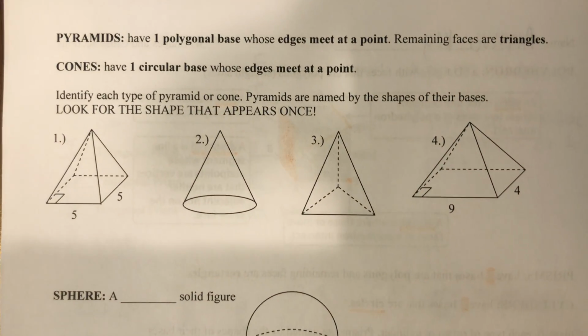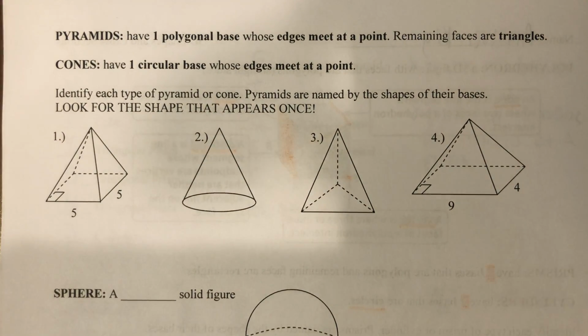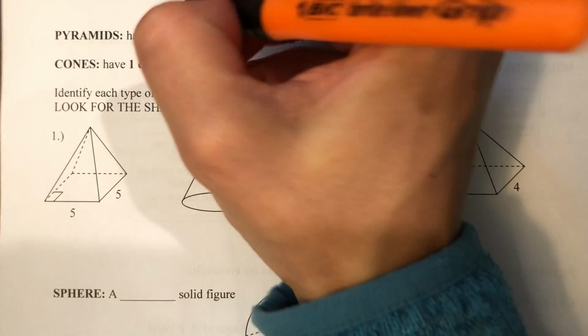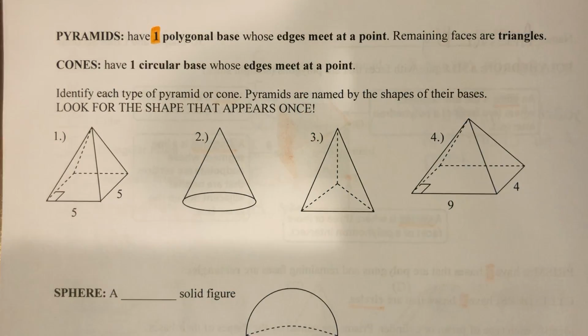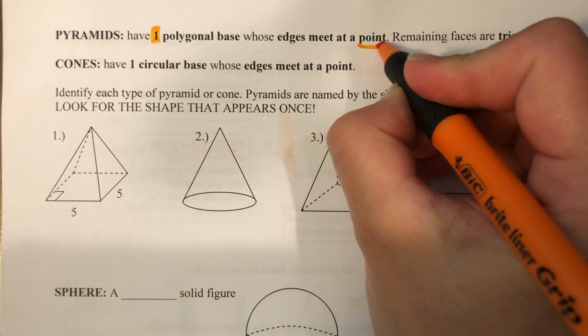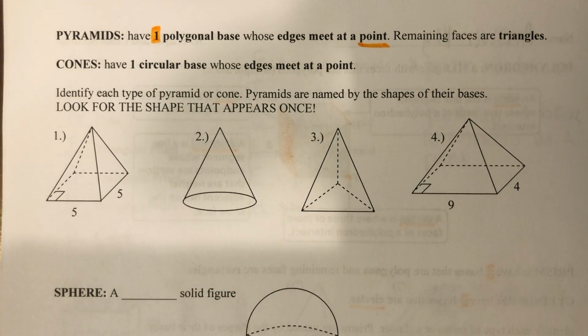Now we're going to go on to pyramids and cones. So a pyramid, instead of having 2 bases, will have 1 polygonal base. Again, no curves, not for pyramids. And their edges will meet at a point. You're going to see like a vertex at the top. This time, remaining faces are no longer rectangles, they are now triangles.